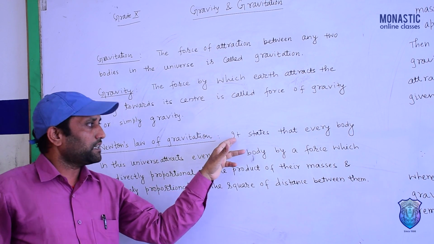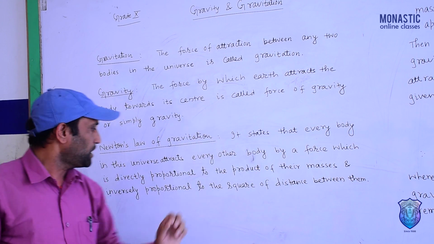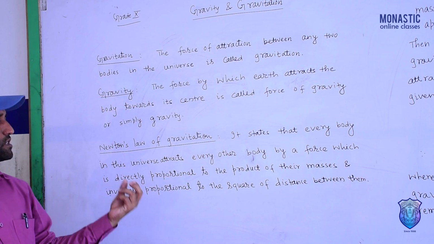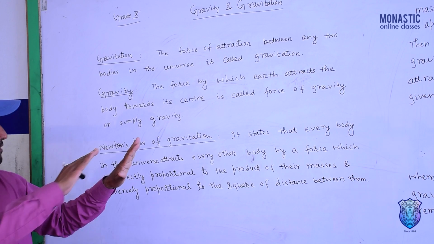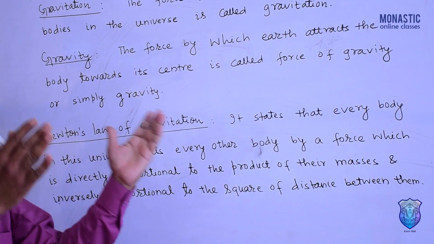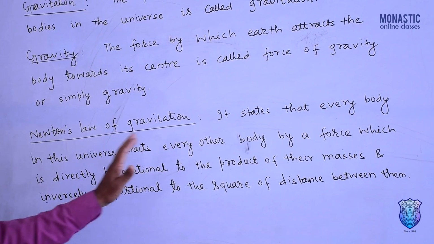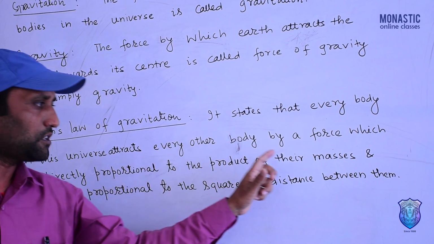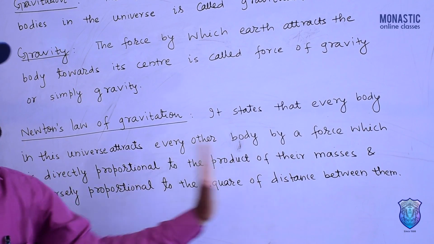Here is the statement. It states that every body in this universe attracts every other body by a force which is directly proportional to the product of their masses and inversely proportional to the square of the distance between them. Now we can explain this law. A question may be asked in the board exam: state and explain Newton's law of gravitation. Here, the statement: every body in this universe attracts every other body by a force which is directly proportional to the product of their masses and inversely proportional to the square of the distance between them.